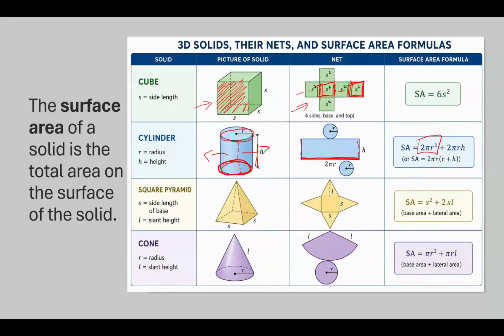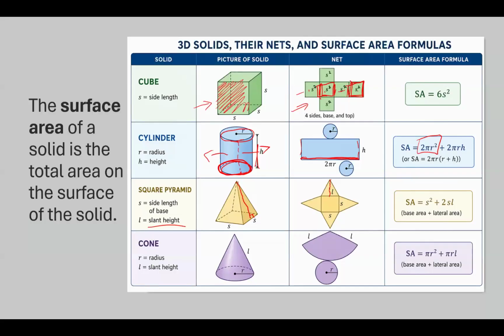Now, I'm not going to explain the last two, but you could analyze them in a similar way. So if you have a square pyramid, to find the surface area, it would be s squared, which is the base, plus 2 times s times L, where L represents the slant height. So it's not the height of the pyramid, but the height of one of those triangles, the height on a face of the pyramid. Last, the cone.